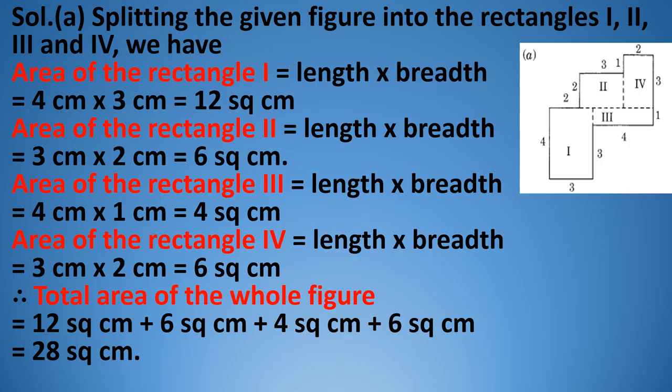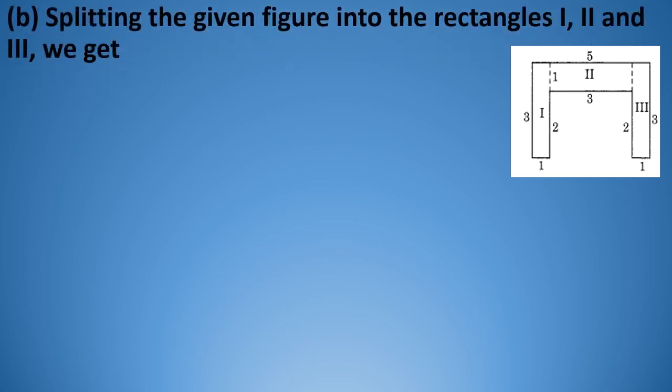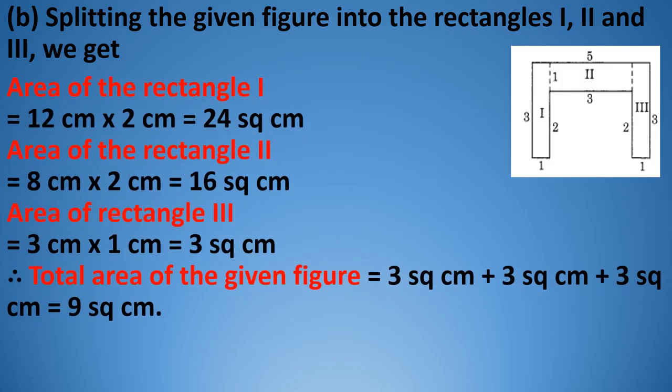Okay. Now see its B part. Now this figure is split into 3 rectangles. Rectangle 1, rectangle 2 and rectangle 3. Find out the area of all the 3 rectangles with the same formula, length multiplied by breadth. Then we will find out the total area by adding the area of all the 3 rectangles. Understood?